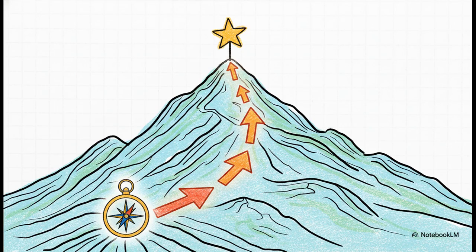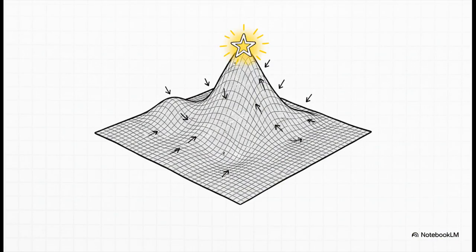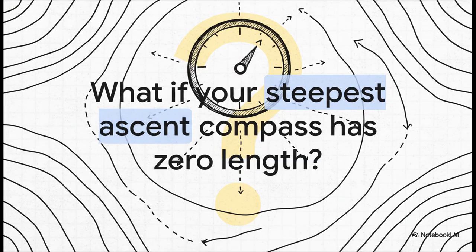So your gradient is the perfect calculus compass, always pointing you up that steepest hill. And this is huge because it helps us find the fastest way any function can change. So here's a final thought. What if your steepest path compass just points nowhere at all?